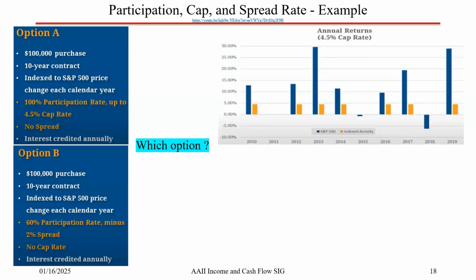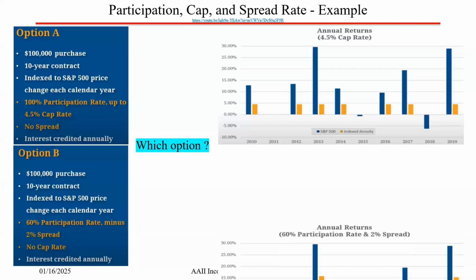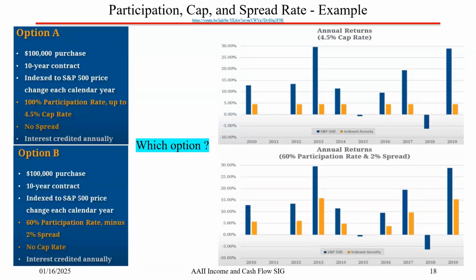If you look at the top, here is an example of 2010 to 2019, where the blue is the index performance and the yellow or gold is what you get. Now you compare that, that's option A. Now you compare the same period for option B, you find out that option B is actually better, I think. But then again, it depends on the market, right? So if you run into a different market pattern, this may be different.